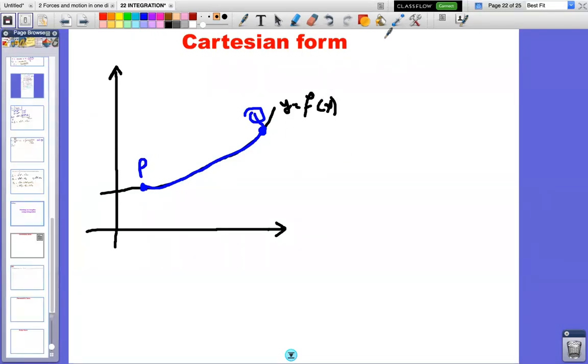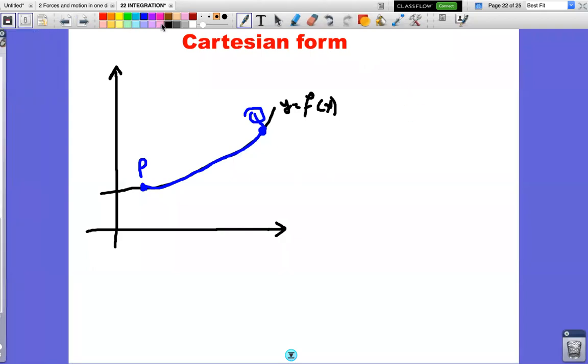So we need to find a formula that we can use to find this length here. The point P has coordinate x1, y1. And this one has coordinate x2, y2, for example. So here is x1. Here will be x2.